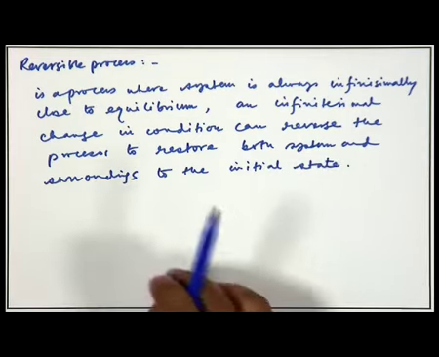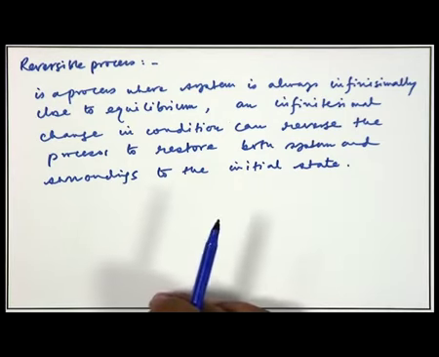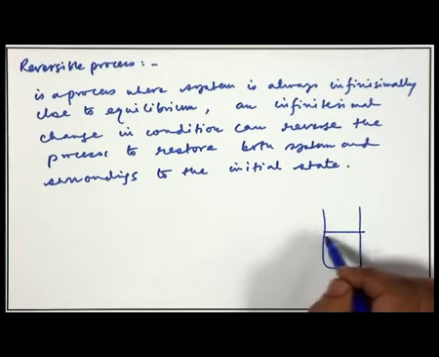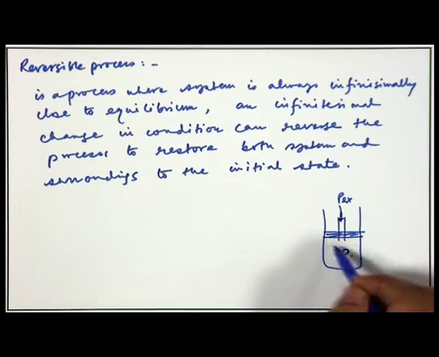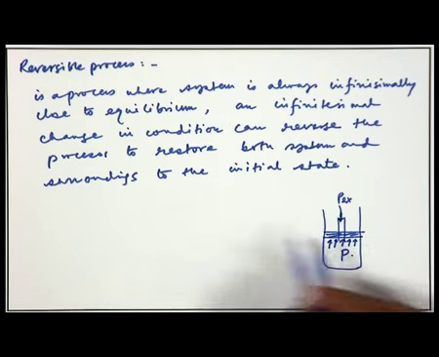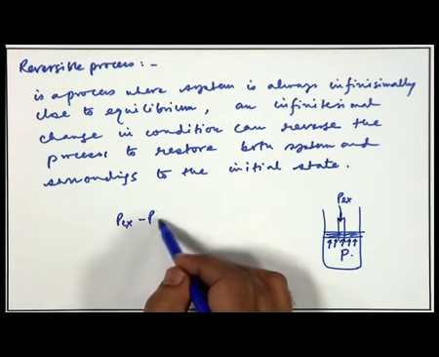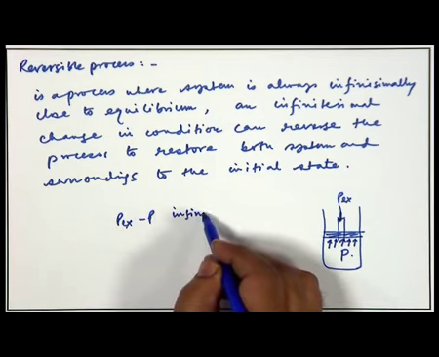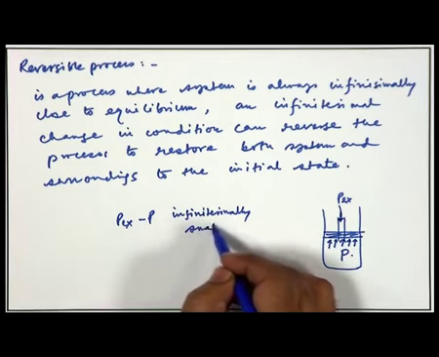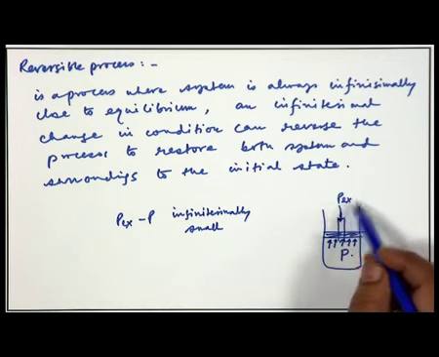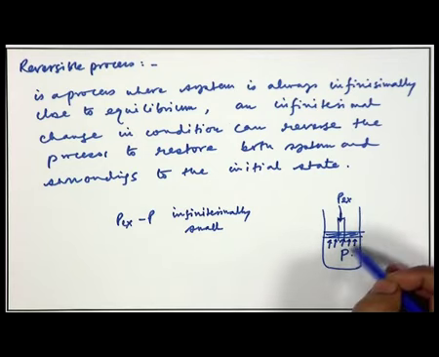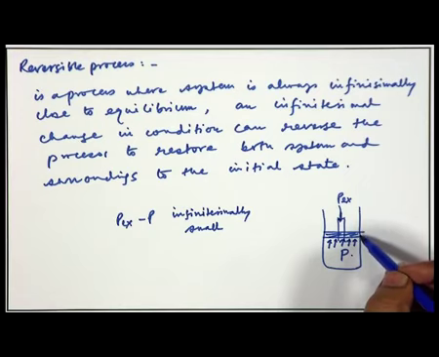So, basically if we are changing from one state to another state, if we are changing the volume of a system, I have a cylinder, if I draw a cylinder here, this is P EX and inside is P. Now, if P EX minus P is infinitesimally small, then the change, if P EX is infinitesimally lower than P, then this piston will go up infinitesimally.